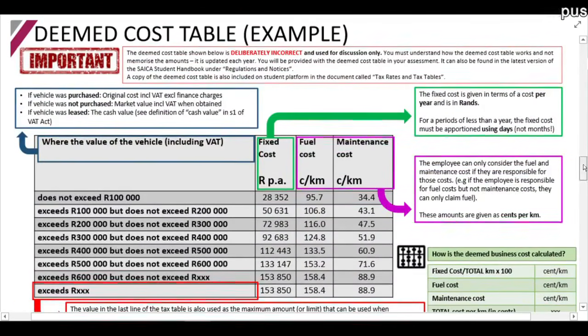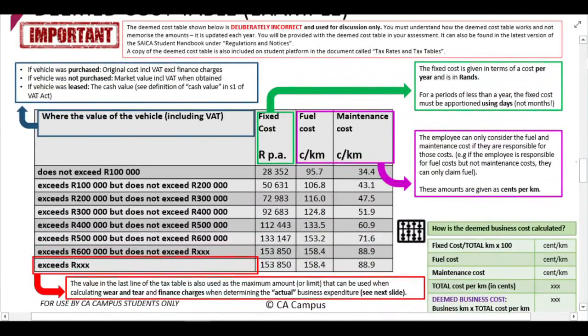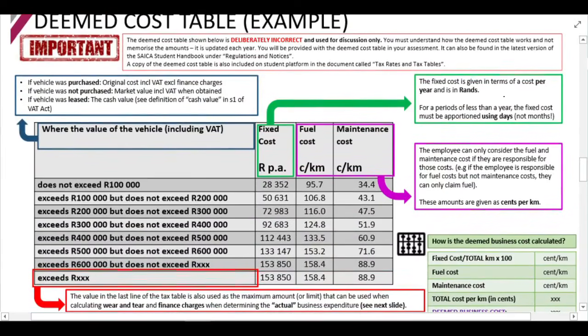So now we're talking about the deemed cost table. So we're talking about the deemed costs. Now, this is the tax table that is available to you. So what this tax table does is it gives you the costs that you may assume that you've incurred. So this is not the actual costs. They just allow you to take this and view these costs as if you incurred it.